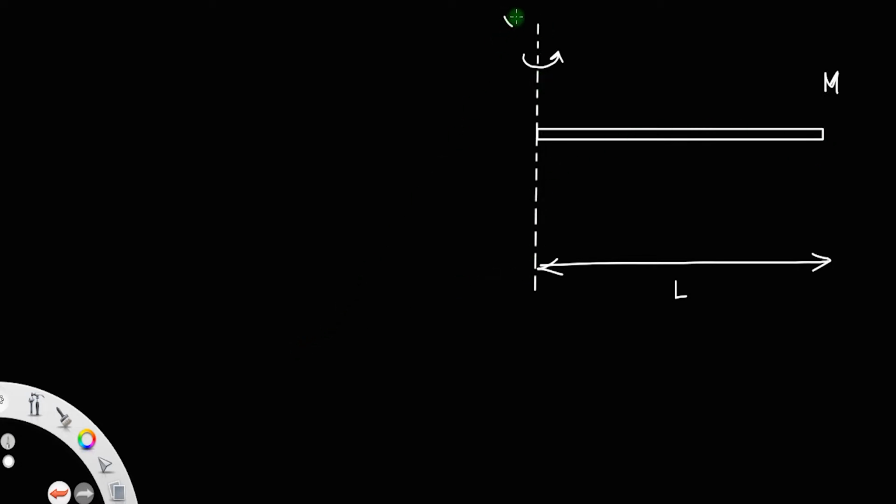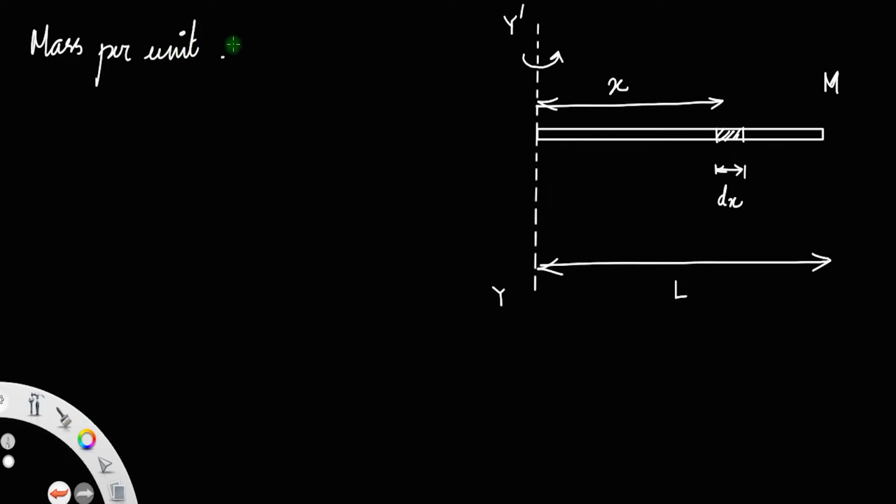So let this be the axis Y'Y. Let us consider a small mass of length dx at a distance x units from the axis. We have the mass per unit length of the rod. Mass per unit length of the rod is the total mass of the rod divided by its length.